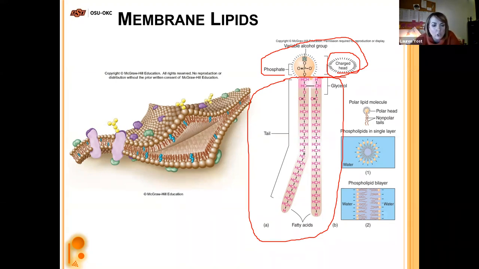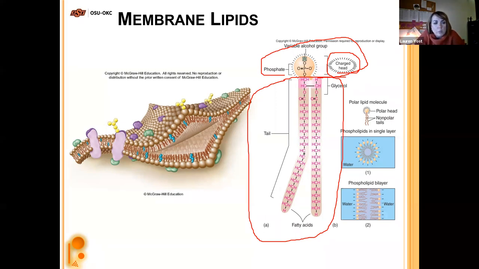So all of the charged little yellow, orangey heads of these, where did my cursor go? I don't know where it went. Anyways, all of these charged molecules, I don't understand. Oh, my thing died. Okay, well, we'll try to make it through without a mouse.